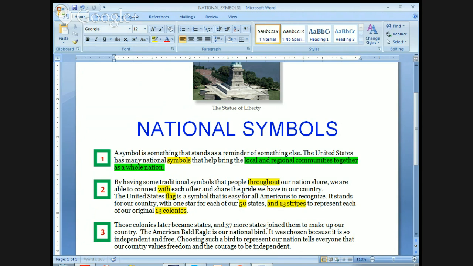Could you pronounce the words that I have in yellow? Yes. Throughout. Throughout. Which. With. With. Good. Flag. Flag. Good. 50. 50.